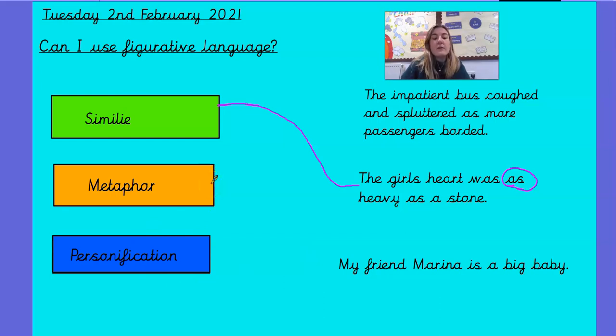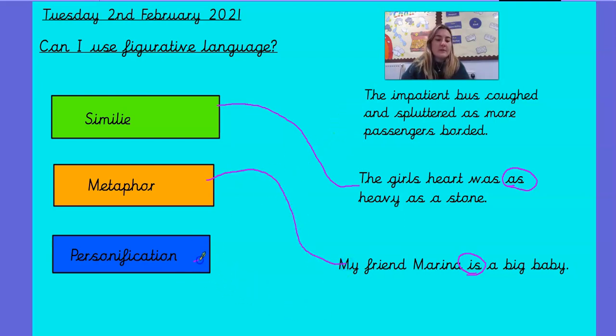So we then got metaphor. Now, down here I can see we've got my friend Marina is a big baby. So it's not saying that she is like a big baby, it's saying she is a big baby. Now, you wouldn't really get a big baby, would you? But she might be trying to say that her friend is crying over something that maybe isn't worth her tears. So I'm going to join these up. My friend Marina is a big baby.